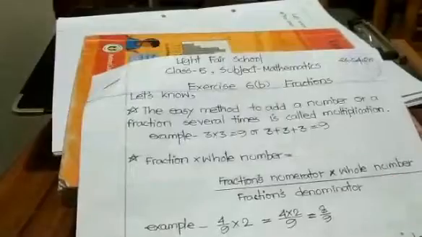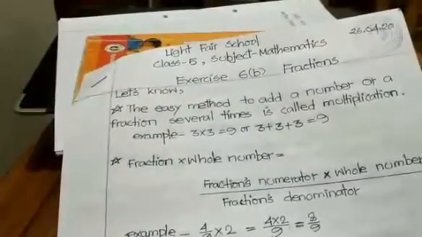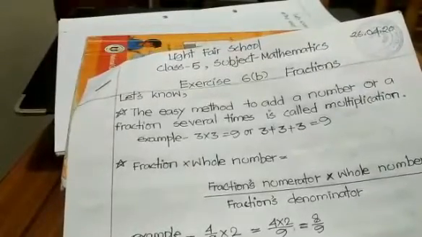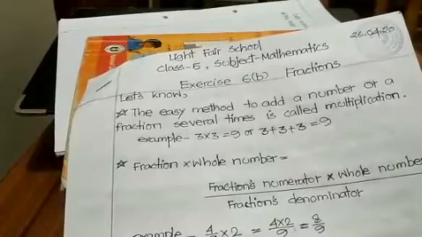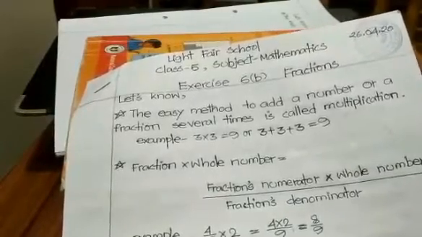Then fraction. Already you know what a fraction is. In a fraction there are two parts, denominator and numerator. The upper part is called the numerator and the lower part is called the denominator.